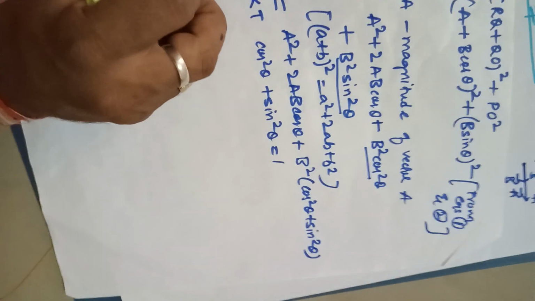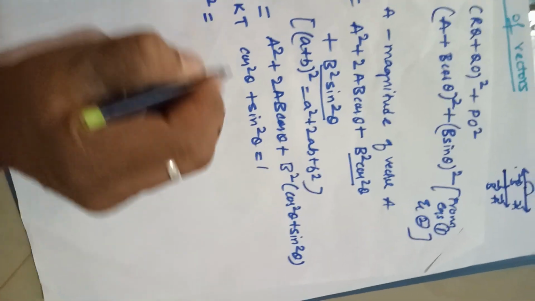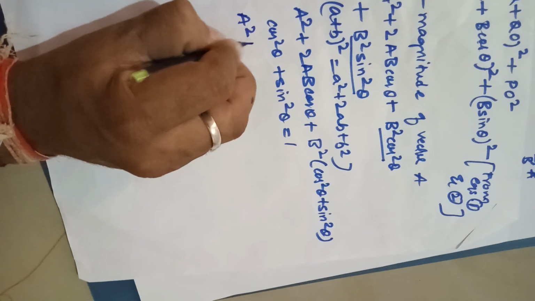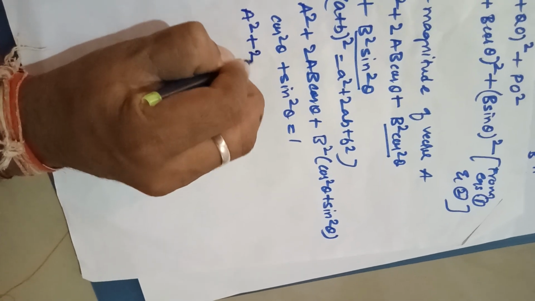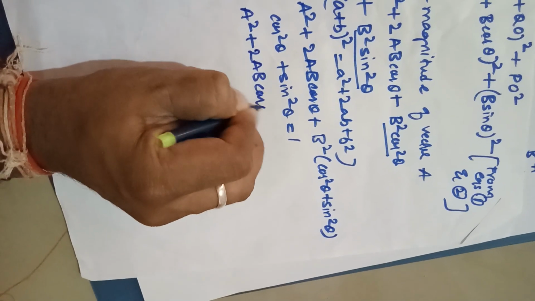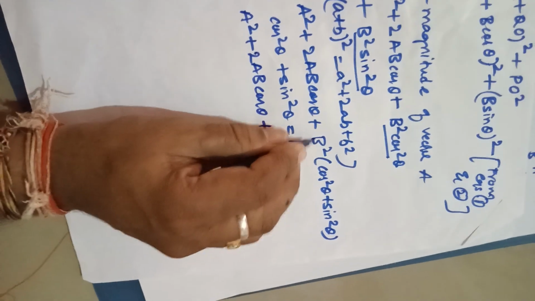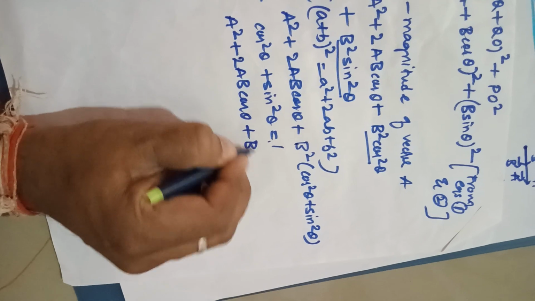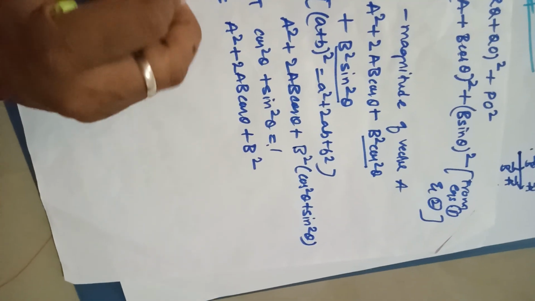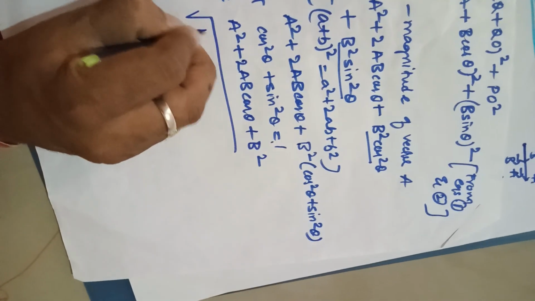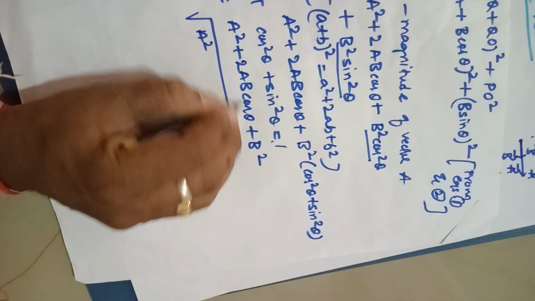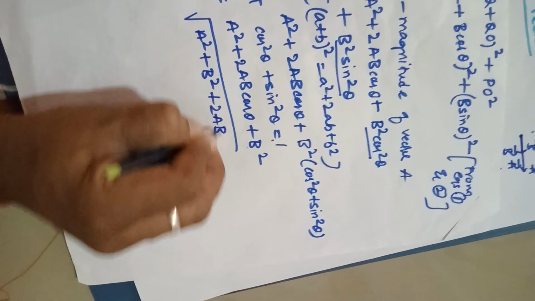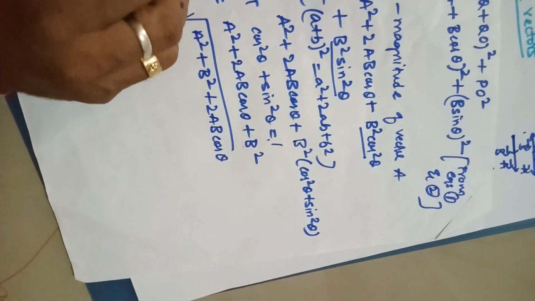So therefore C square will be equal to A square plus 2AB cos theta plus B square into cos square theta plus sin square theta, which is 1, so it will be B square into 1, which is B square. Or C square will be equal to A square plus B square plus 2AB cos theta. I'm just rearranging these terms so that it becomes easy to remember.